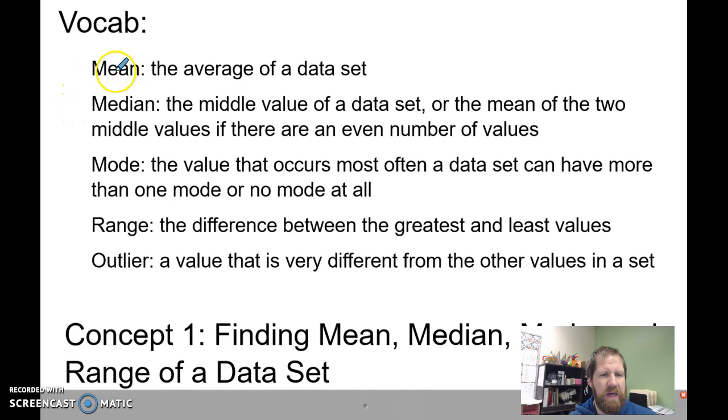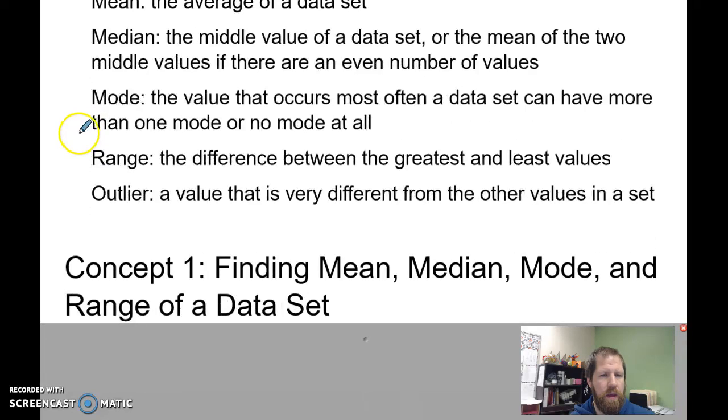Alright, so mean is the average of a data set. Add up all of your values, divide by the number of values you have to get your mean. Median is the middle number of a data set. If it has an even number, so there's no middle, you're going to find the mean of the two middle values. Okay? Mode is the value that occurs most often.